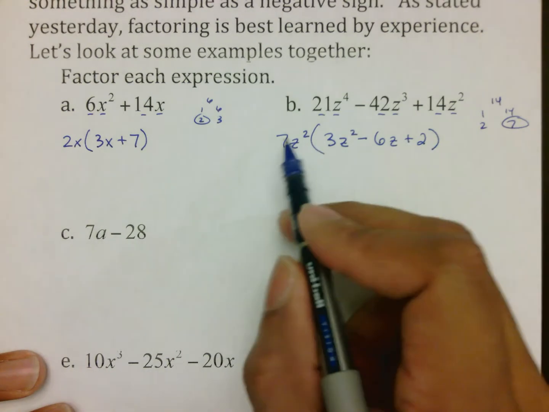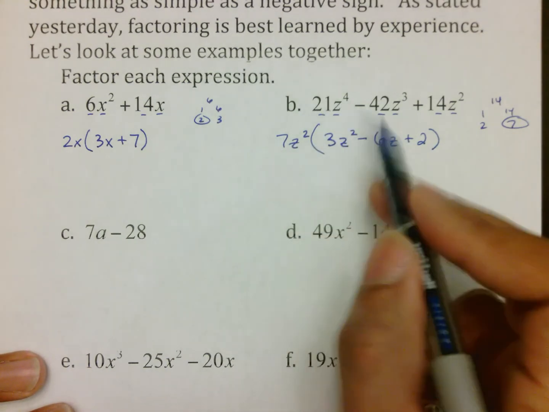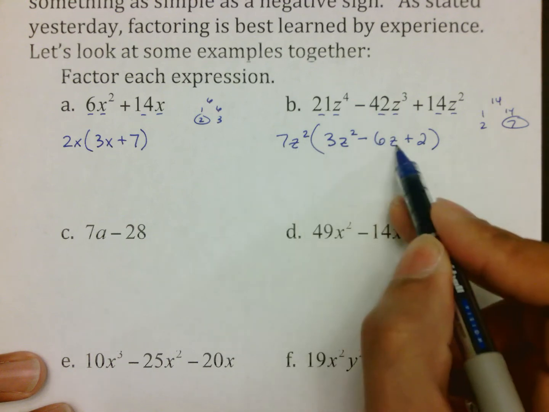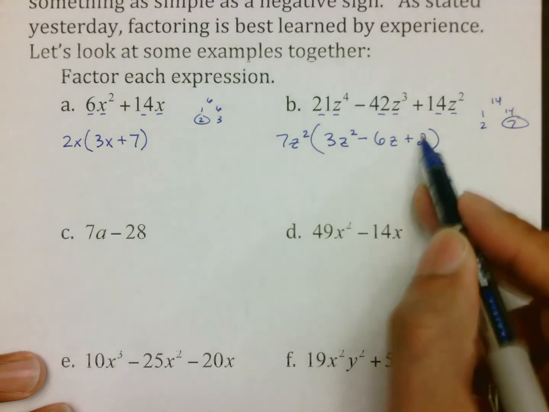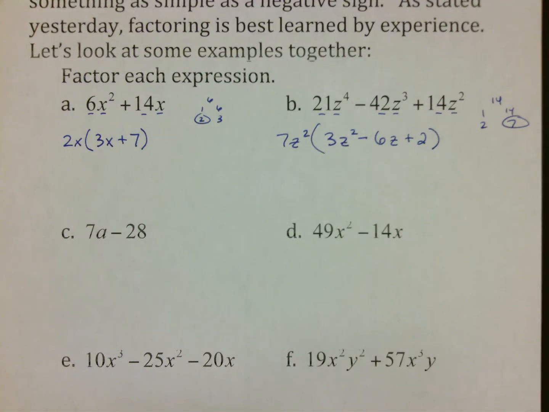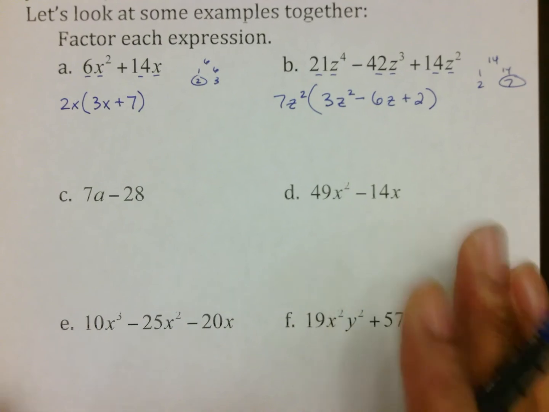Again, a real quick check, 7 times 3 is 21. 2 z's and 2 z's make 4 z's. 7 times 6 is 42. 2 z's and 1 z make 3. 7 times 2 is 14, and there are your 2 z's at the end of that one. Just a real quick check should keep you in line for making any silly mistakes.